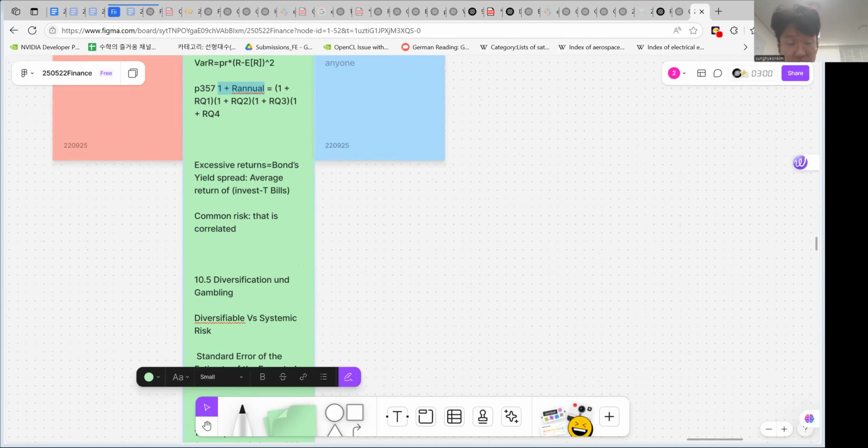And excess return is the difference between the average return on investment and the T-bill, which is the risk-free interest rate. It is a similar concept to the bond yield spread.